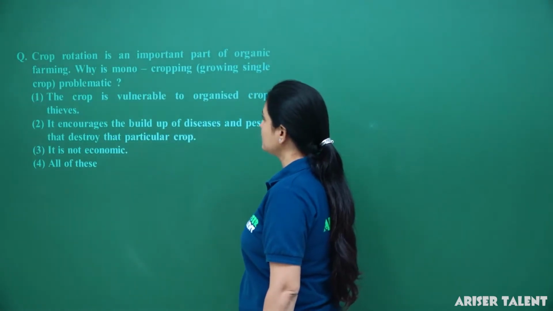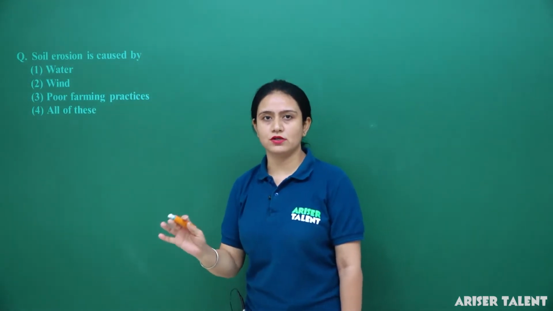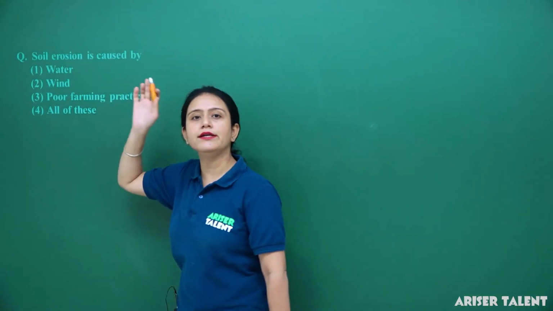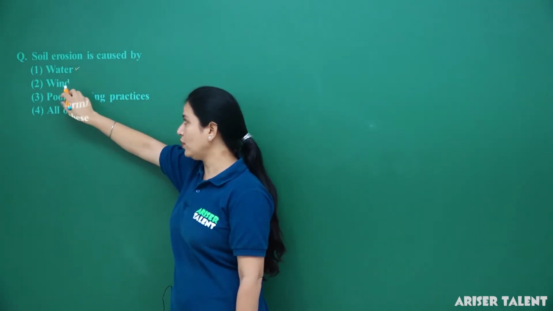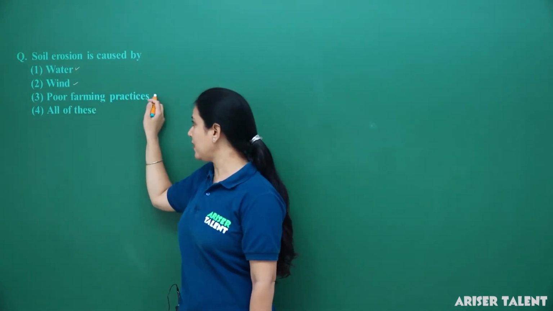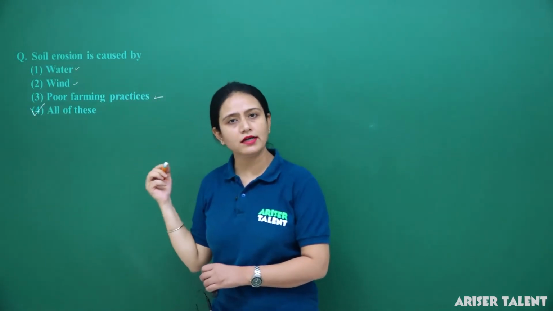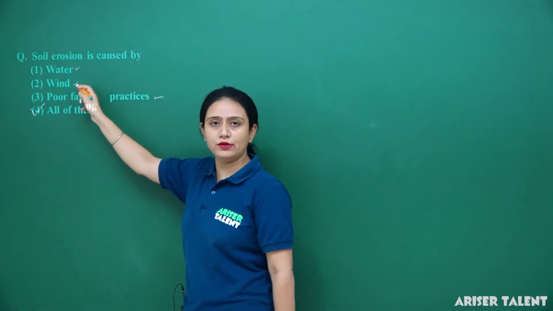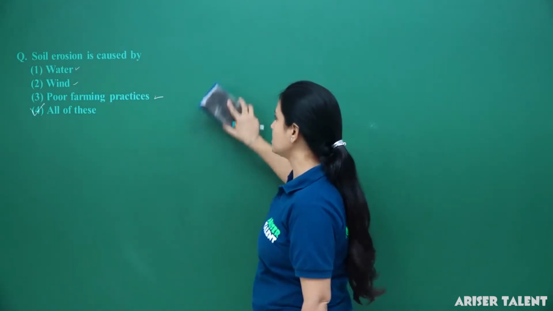Next, soil erosion is caused by, we all know soil erosion means the removal of top fertile soil from its original place. That is known as soil erosion and generally it is done by the wind, water. So it can be done by water, wind, poor farming practices. Yes, so option 4, that is all of these, are the correct factors. These are the factors which cause soil erosion. So option 4 is the most suitable answer for the given statement.